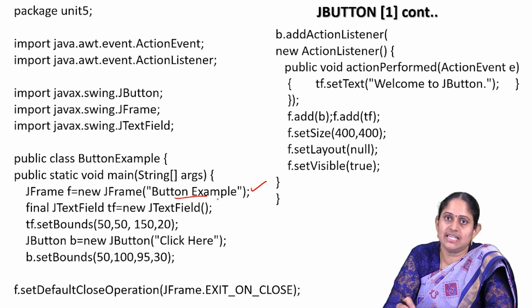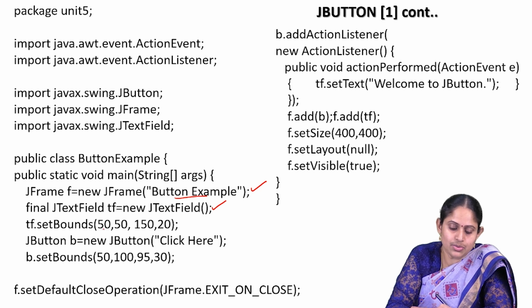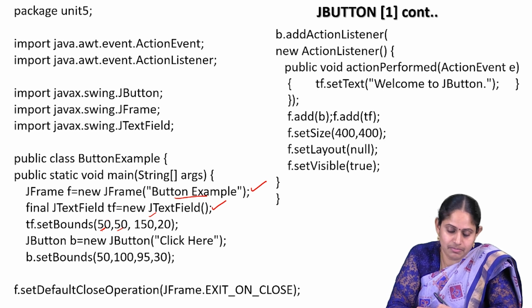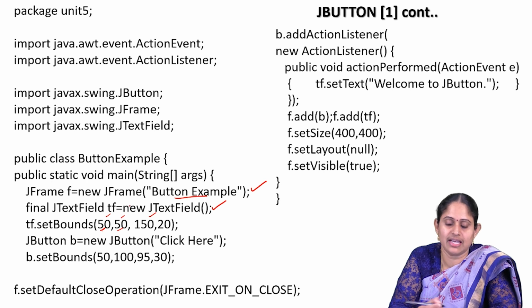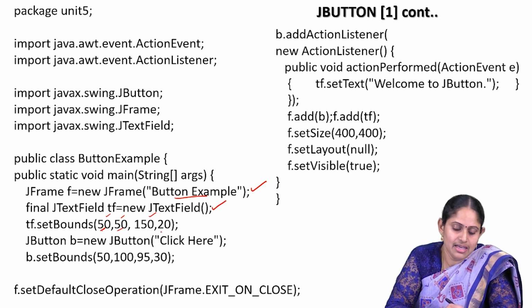Then to place the text message, we make use of the text field. It starts from x and y coordinates 50, 50. The text field starts from the point x-axis and y-axis as 50, 50, and its length and width are set to 150 and 10.